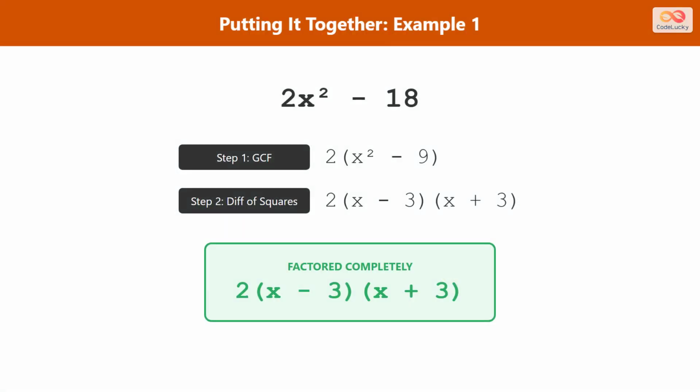Let's put this into practice with a multi-step problem. Consider 2x squared minus 18. First, following our golden rule, we factor out the GCF of 2. This leaves us with 2 times the quantity x squared minus 9. We aren't done yet. We recognize x squared minus 9 as a difference of 2 squares, so we split that further into x minus 3 and x plus 3. The final, completely factored answer includes the GCF: 2 times x minus 3 times x plus 3.